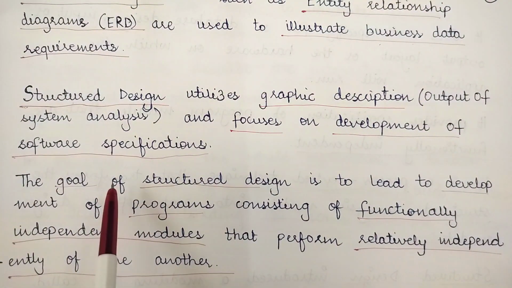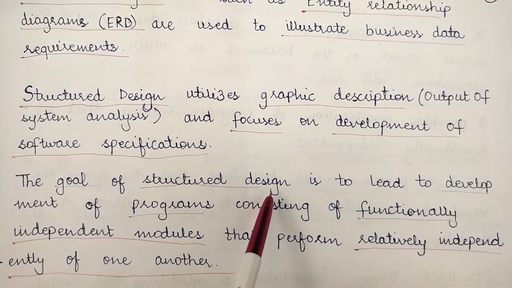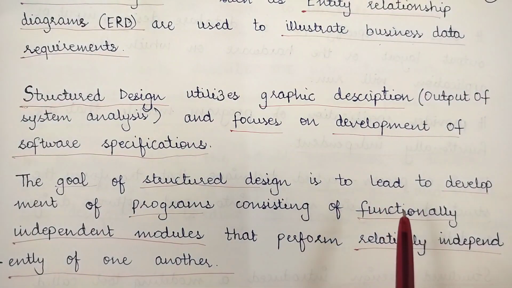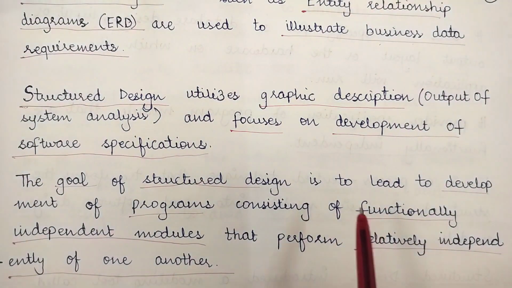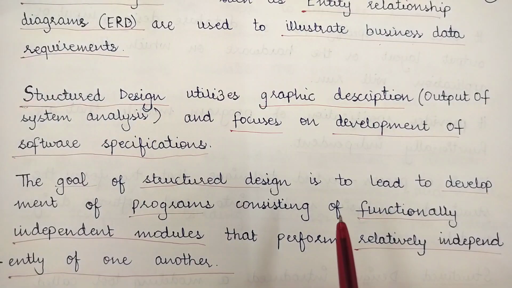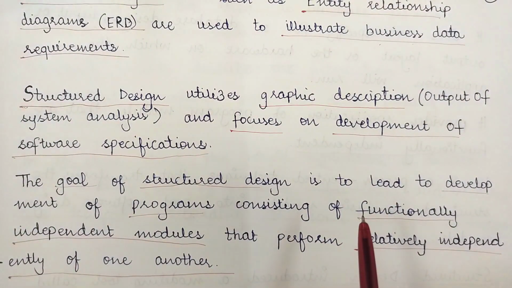So basically the goal of structured design is to lead to the development of programs. Obviously we are talking of an information system, so we are basically focusing on the development of programs, but these programs should consist of modules. When I say modules, basically these are smaller programs. Why smaller programs? Because the system as a whole is very large and complex.